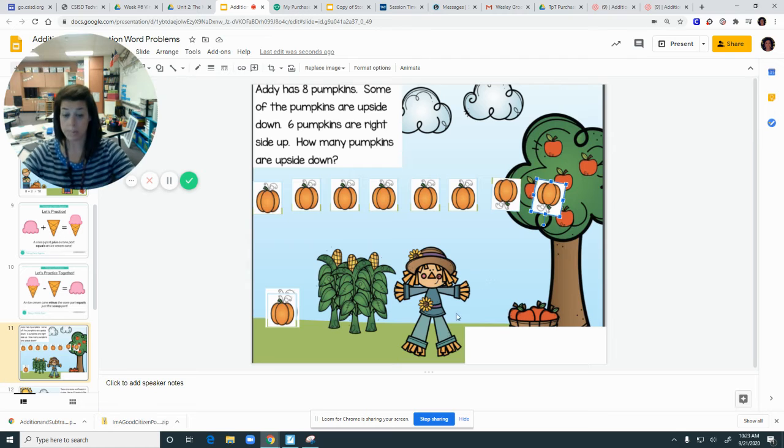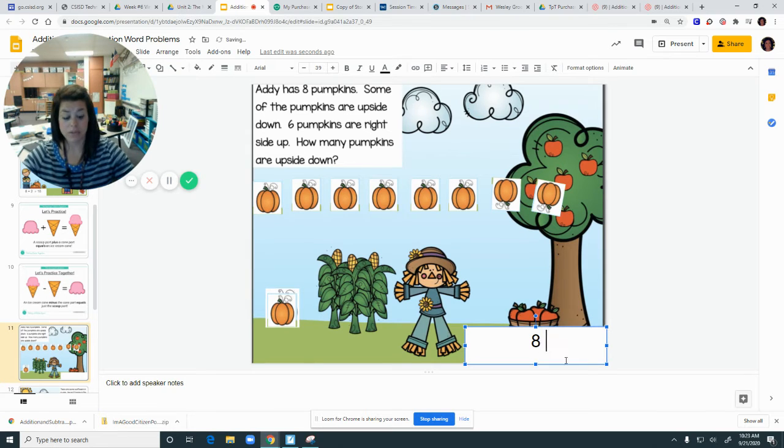Did we have the total number of pumpkins? We had 8 pumpkins, okay? And we found 6 were sitting right side up. So we take away 6 to find the amount that were upside down. And how many were upside down? 2. We had 8. That was the whole amount of pumpkins we had. 6 were sitting right. The rest were upside down. Well, how many are upside down?